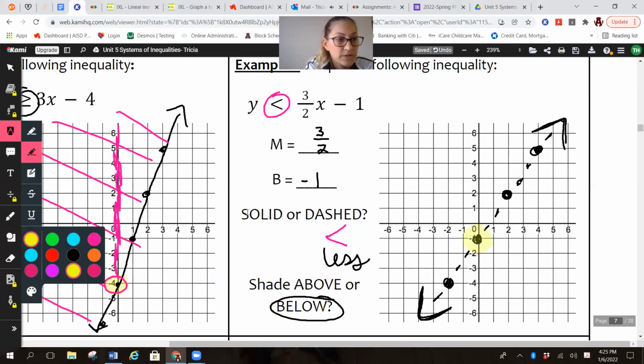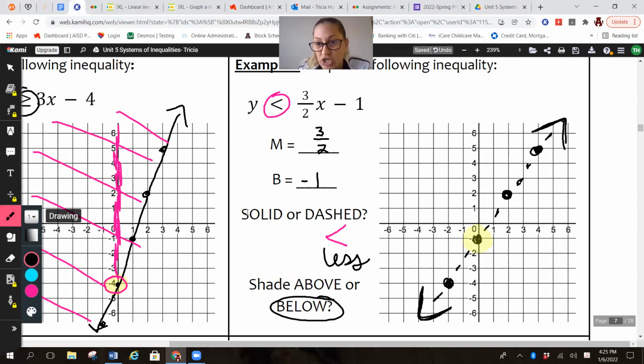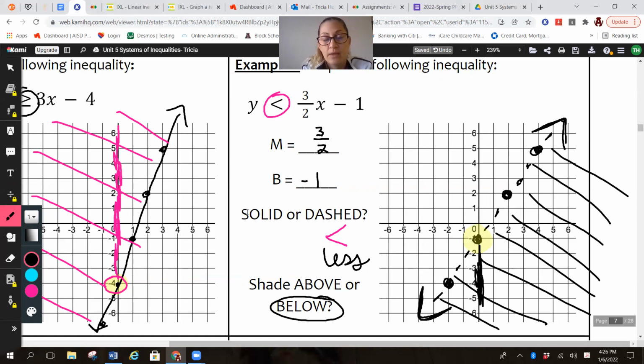There's your y-intercept. Go back to your y-intercept, shade below. Here is below. What side of the line is that below part on? It's on this side of the line. Now you have shaded the correct side of the line.